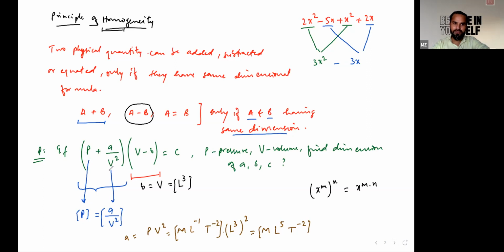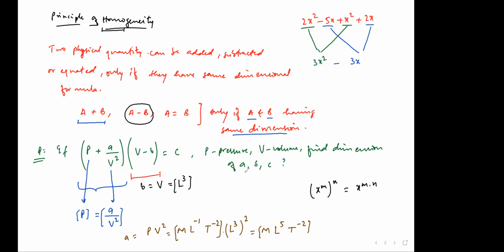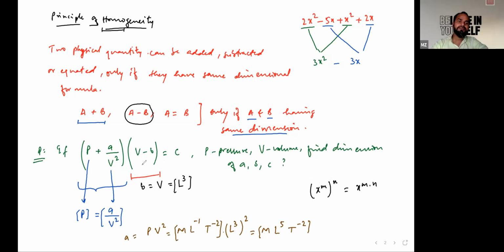On the basis of this, I have given a question. Suppose p plus a over v squared, bracket v minus b, is equal to c. So here p and a over v squared are related with a plus sign. According to the principle of homogeneity, if two quantities are related with a plus sign, they would contain the same dimension. So just equate them on the basis of their dimension and try to solve the rest, which is unknown in this expression.